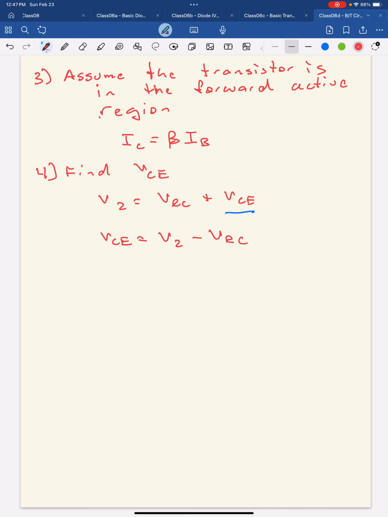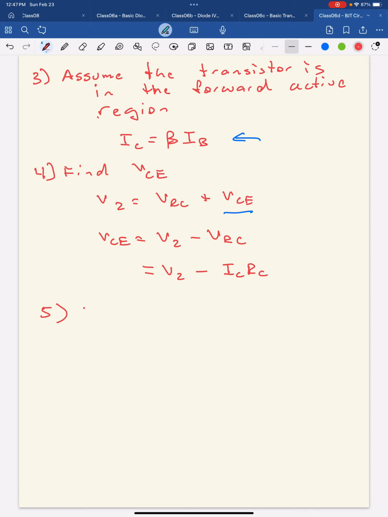Well, the voltage across that RC, that collector resistor, is related to Ohm's law, and we had just found an expression for our collector current. We know what the collector resistor is, so we can write this as V2, a known value, minus IC, a known value, times RC. And there's our VCE.